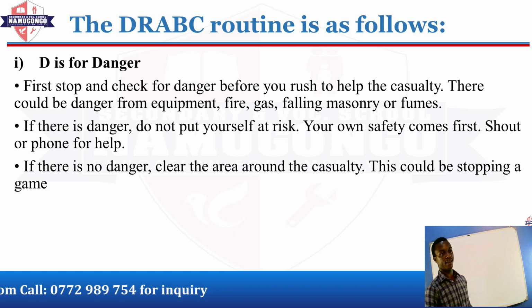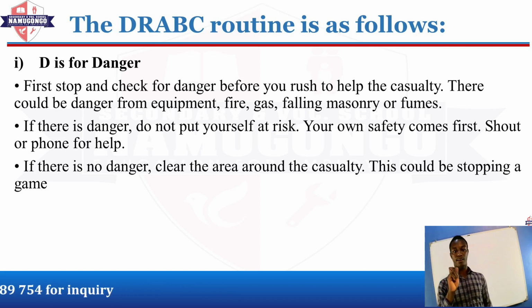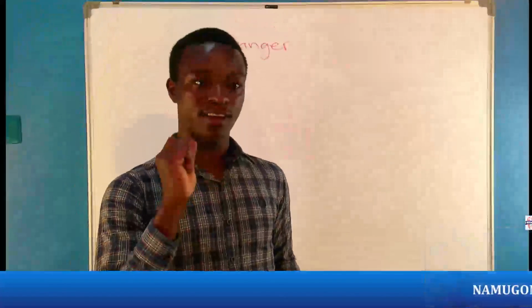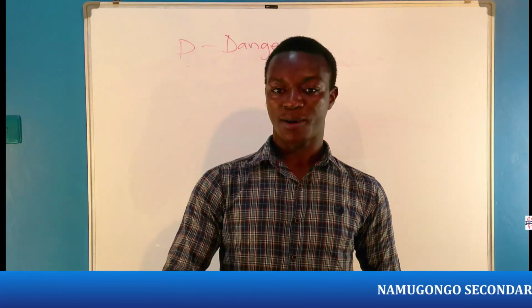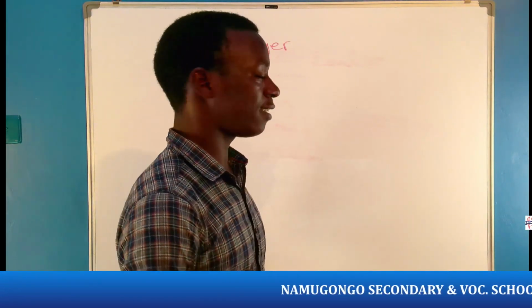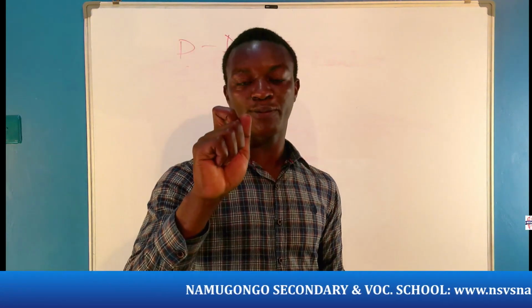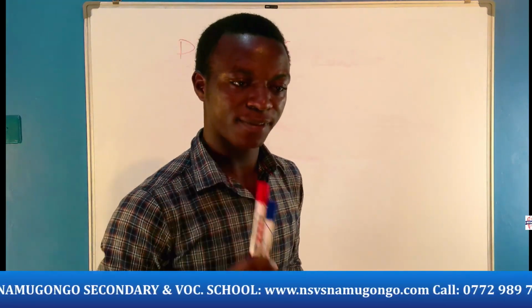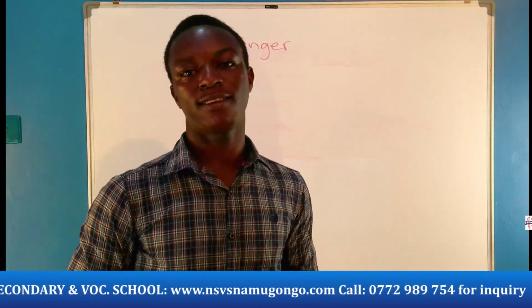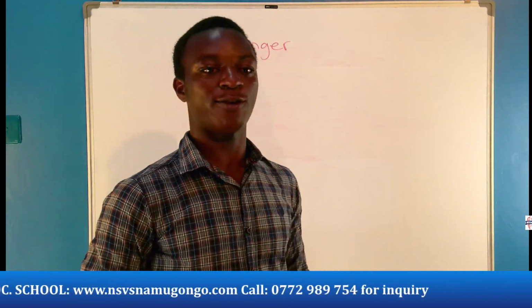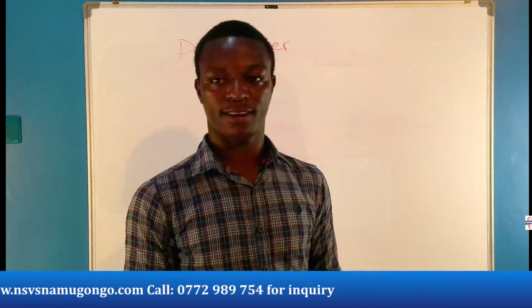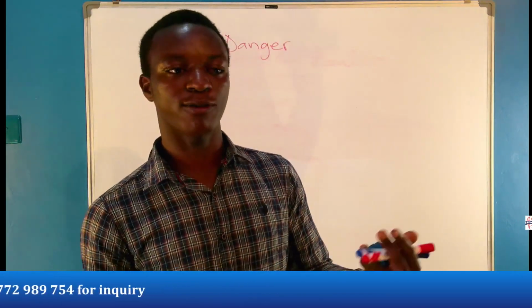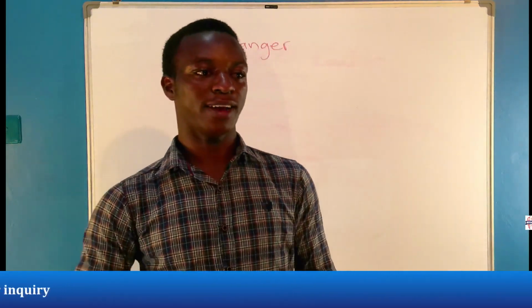If there is no danger, clear the area around the casualty, and this could be by stopping the game. That's why you see in different football matches, when a player is injured, the referee first stops the match to see what is really happening. Is the person who has been injured in danger? So he stops the match to check, to know, is the person okay? Can we continue, or we need to put the person out of the field and then we restart our game?